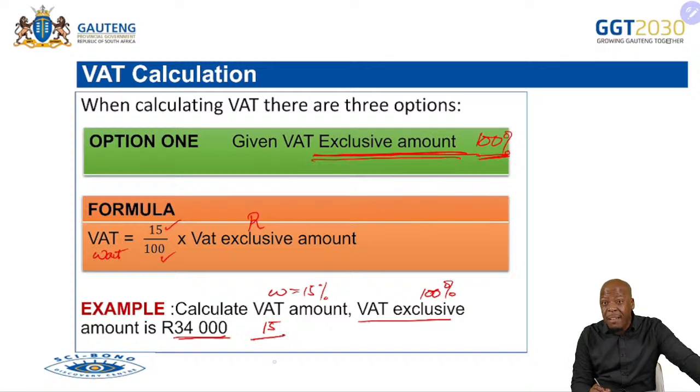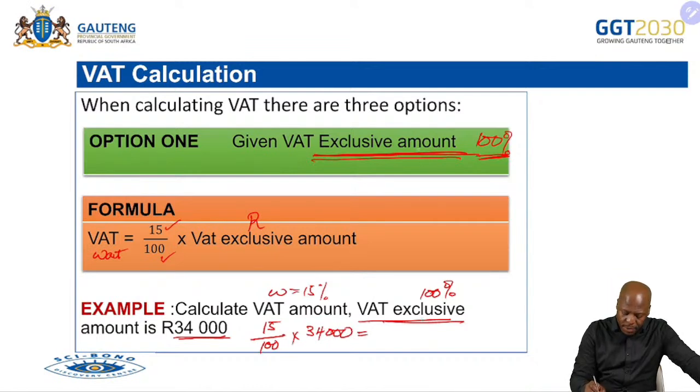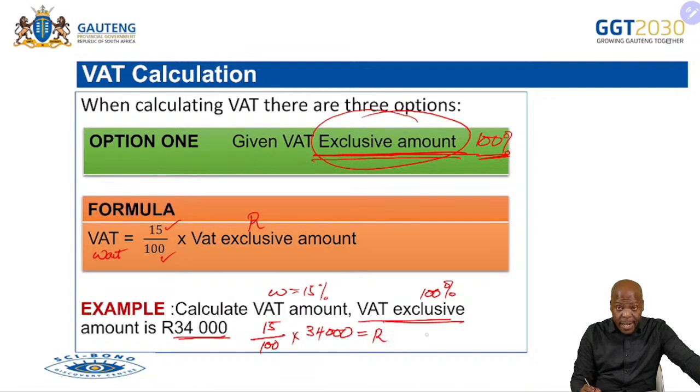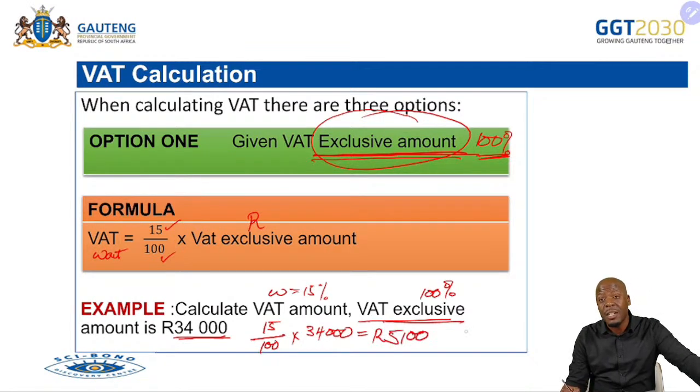What is it that I have as a percentage? I have my VAT exclusive, which is 100, multiplied, therefore, with my exclusive amount, which is 34,000. This is how you must do it when you are given a VAT exclusive amount. I want you to punch that in your calculator and tell me how much you get. You then find you get 5,100. That becomes your VAT amount.